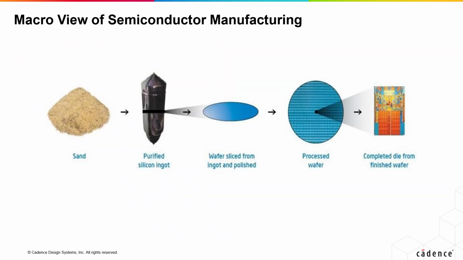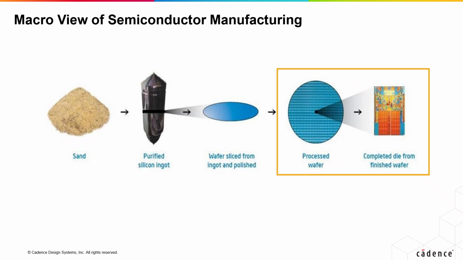Here, we show a macro view of the semiconductor manufacturing. The sand turns to ingots, which are then sliced into wafers and processed to produce a completed die from the finished wafer. It goes through a process with all kinds of gases and other chemical and photochemical processes.